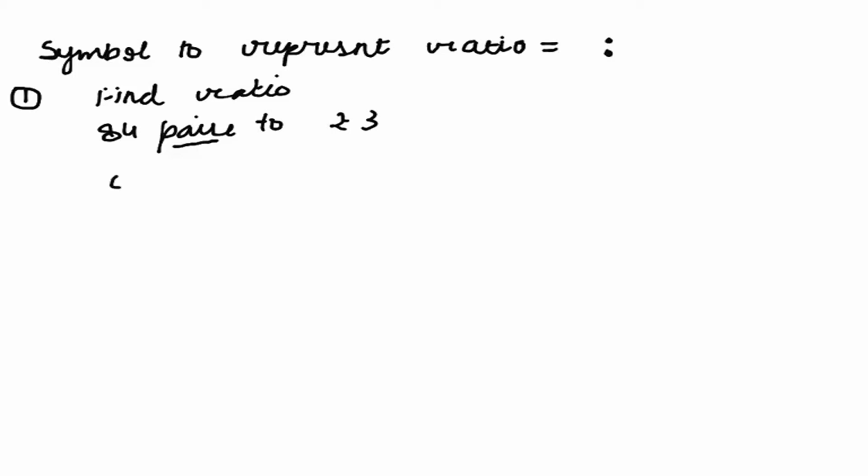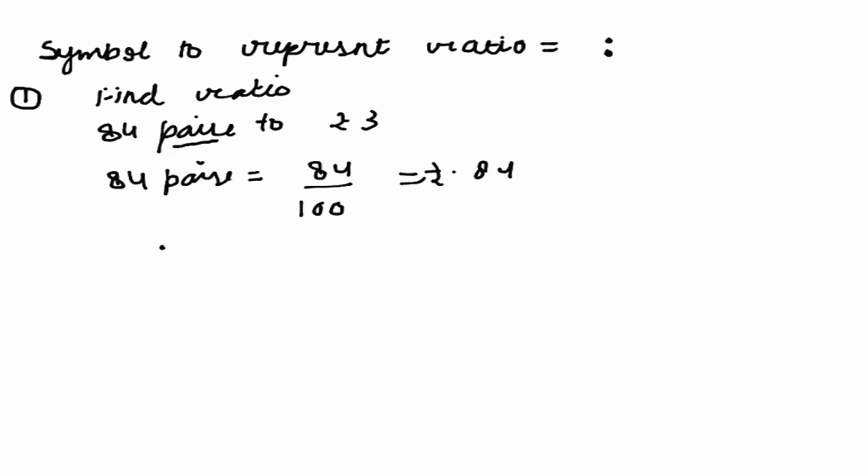Here I am converting 84 paise to rupees. 84 paise will be 84 by 100, as 1 rupee is equal to 100 paise. So we will divide it and get 0.84 rupees. Now we will compare it and find the ratio.